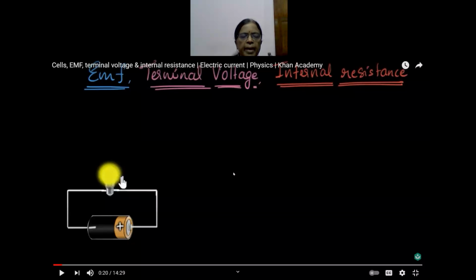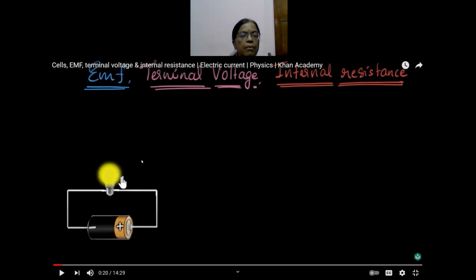When you purchase a battery, on that it will be written, for example, 1.5 volt. And that is actually the EMF, electromotive force. According to the word, electromotive force, but actually it is not a force. It is the energy actually, voltage, that means potential difference. V is W by Q, that is work done per unit charge. That is actually the potential difference V.